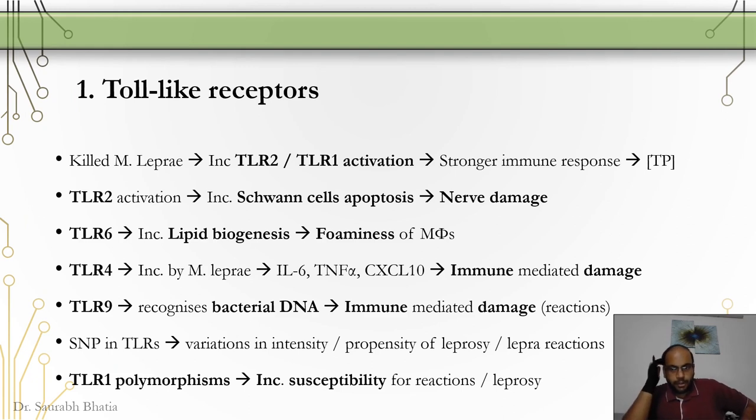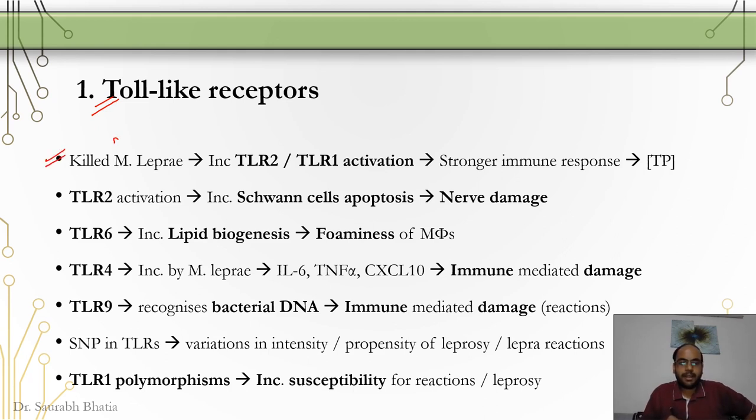Now, what we are going to do is we are going to discuss sequentially all the key players in the immune unresponsiveness seen in lepromatous pole. So, what are toll-like receptors? Toll-like receptors are just receptors which recognize the pathogens or parts of pathogens, and that is how the T cell gets activated and leads to an immune response. Okay. So, when you have a killed M.